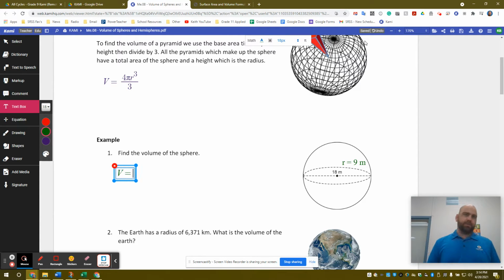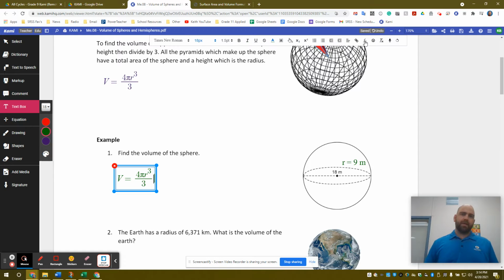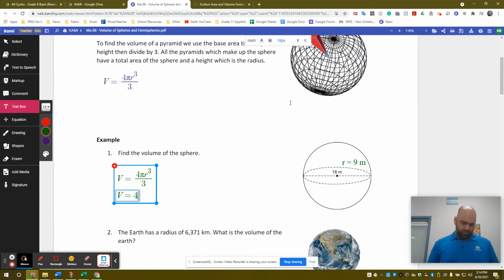So our volume is equal to 4 pi r cubed divided by 3. We're going to plug in our value for r. Now, the radius is the only value that we actually need to find the volume of a sphere. So it's 4 times pi times 9 meters cubed divided by 3.